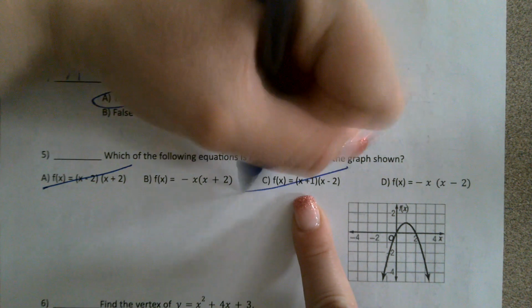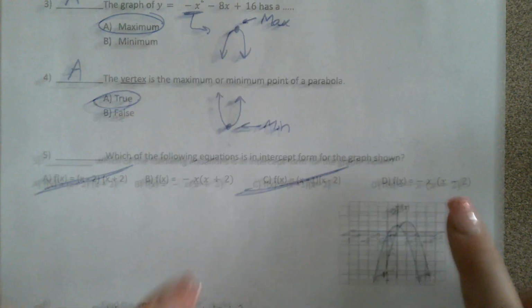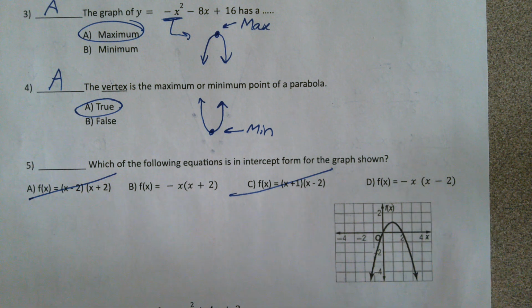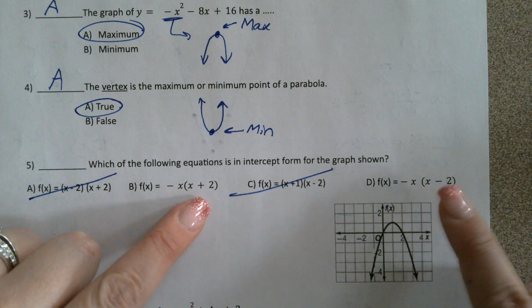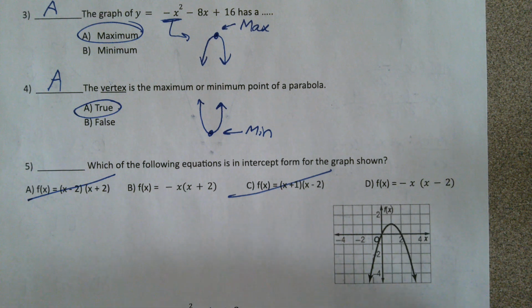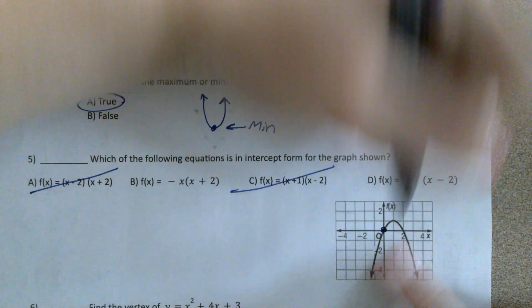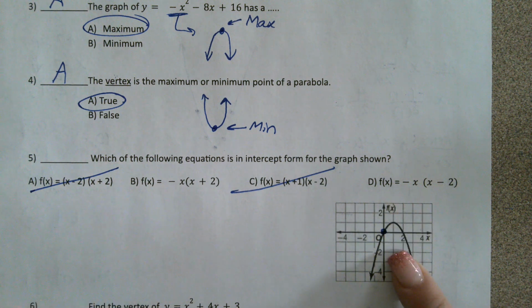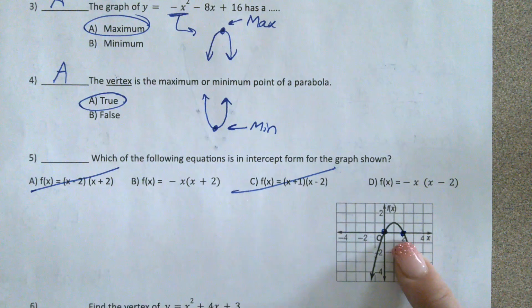Negative, positive, goodbye, negative. If we look at these options, the only difference is the plus and the minus sign. So it's going to come down to whether this should have a plus or a minus too. So let's look. We have a 0. It's crossing at 0 on the x-axis. That's what this negative x is out here for. And then it's crossing positive 2.